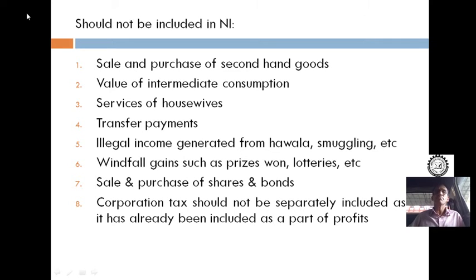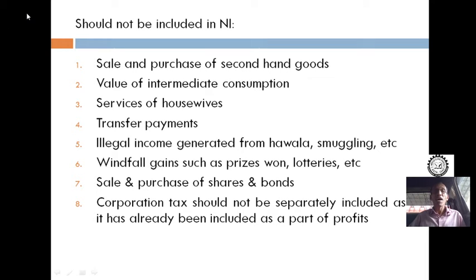Similarly, certain things must not be included. They are to be excluded from national income calculation. They are, number one, sale and purchase of second-hand goods. The second-hand goods are already included in national income from previous years. So, during the current year, the sale and purchase of second-hand goods must not be included in the national income.